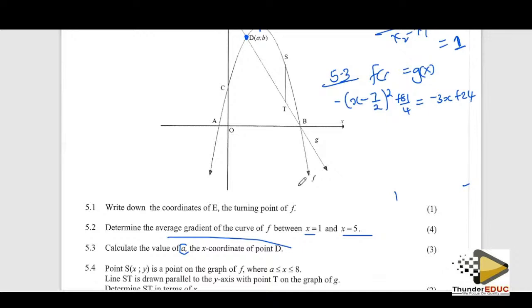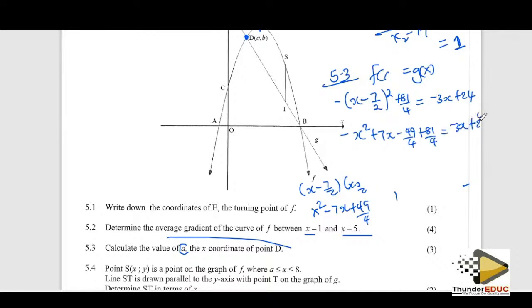If I use my FOIL, x minus 7 over 2 and x minus 7 over 2, that's going to be x squared minus 7 over 2 and 7 over 2. That's going to give me a minus 7x. This and that is going to give me a positive 49 over 4. So when I open, it's going to be a negative x squared plus 7x minus 49 over 4 plus 81 over 4 is equal to minus 3x plus 24.